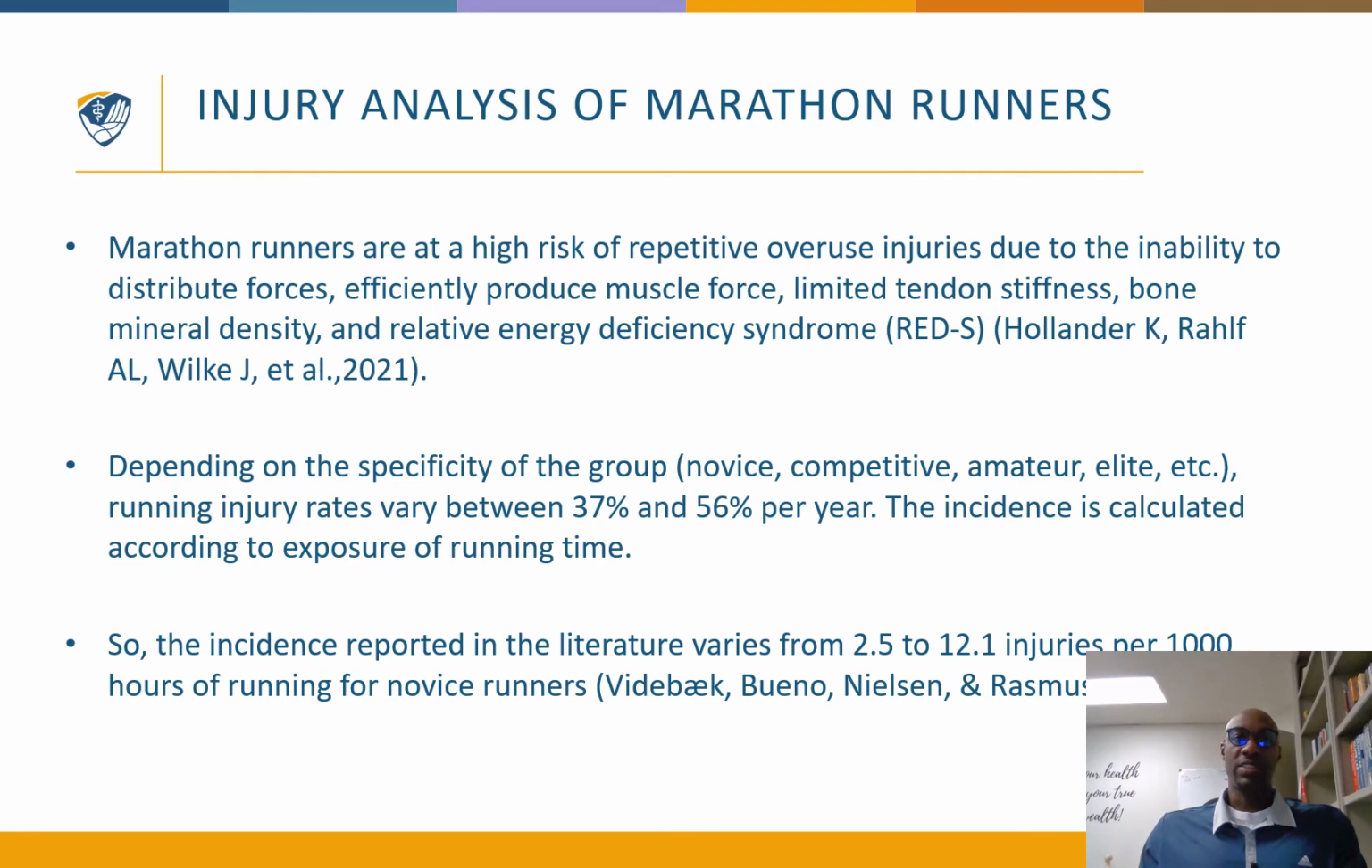Now, depending on the specificity of the group, novice, competitor, amateur, elite, whichever category we're actually talking about, running injury rates vary between 37% and 56% per year. Now, there's a series of types of running injuries that occur. So the incidence is calculated according to the exposure of running time. The running time varies per athlete.